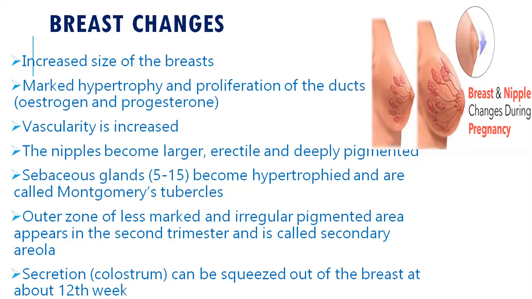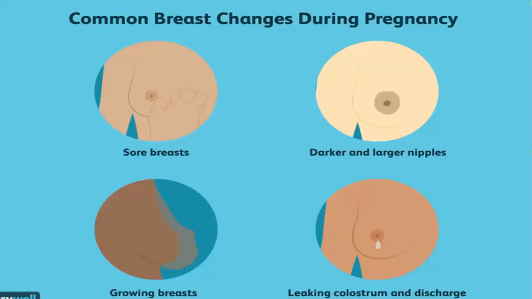The nipples become more erectile, deeply pigmented and larger. The sebaceous glands, 5 to 15 in number, become hypertrophied and are called Montgomery tubercles. An outer zone of less marked and irregular pigmented area appears in the second trimester and is called the secondary areola. Some secretions can be squeezed out of the breast in the antenatal period, which is colostrum, at about the 12th week.